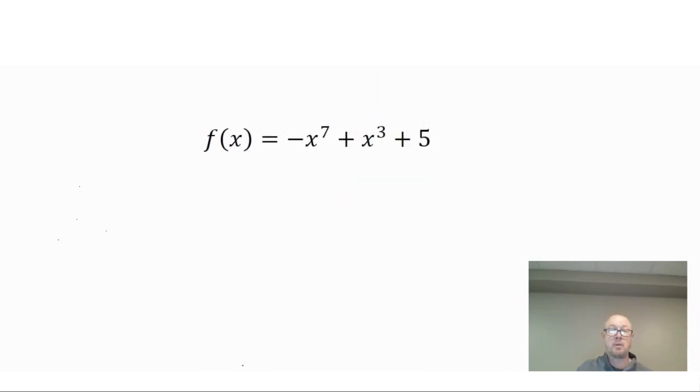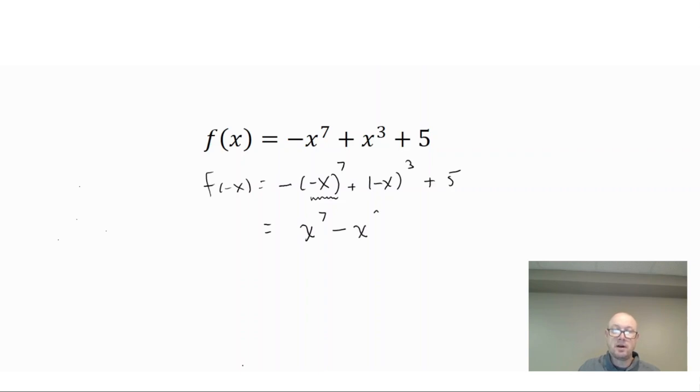In this next example, we have f of x is equal to negative x to the 7th plus x cubed plus 5. So we're going to plug in negative x, and we would get the opposite of negative x raised to the 7th plus negative x to the 3rd plus 5. So my negative x to the 7th, since it's an odd power, would come out to be negative, but I have my negative out front, which is taking the opposite. So this would actually wind up being positive x to the 7th, odd power, so this would be minus x to the 3rd, and then we would have plus 5.